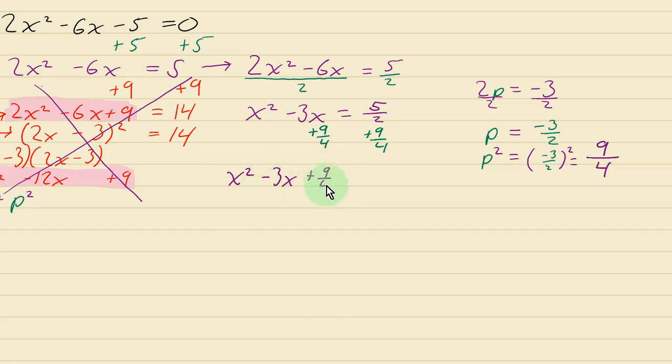And oh, this is a little tricky to add on this side. We need to make them have the same denominator. So I'm going to write the 5 over 2 as 10 over 4, just multiplying top and bottom by 2, and then plus that 9 over 4 there, turning these both into fourths so that you can combine them. That's going to give you 19 fourths.